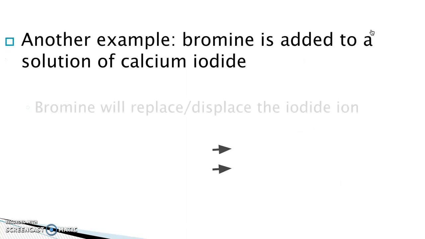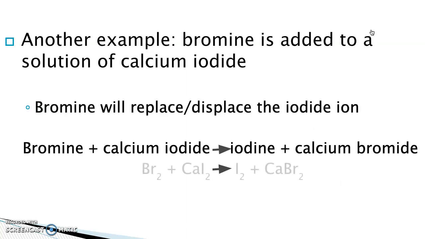Another example, this is kind of similar to the one I was talking about with sodium chloride and bromine. This time we have a nonmetal, like bromine, which is a gas in its natural state, combined with the compound calcium iodide, and we get elemental iodine, which is also a gas, and the bromine has now replaced the iodine and made calcium bromide.